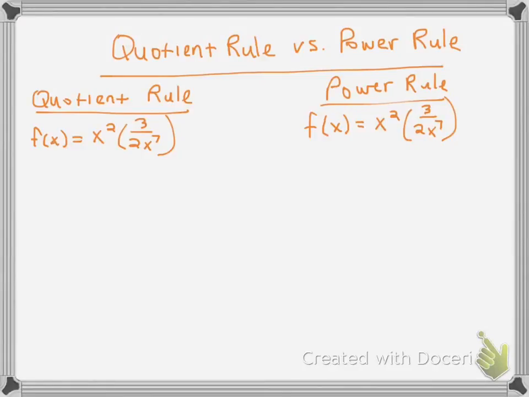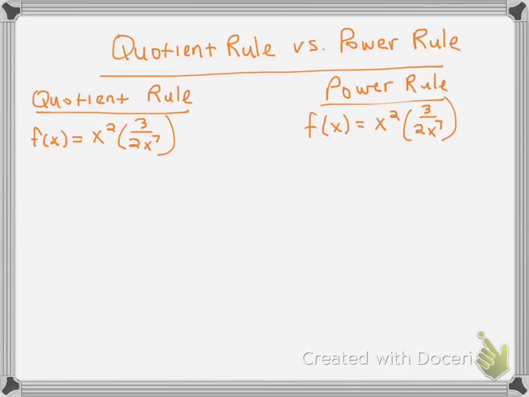All right, so now what I'm going to do is show you how to use the quotient rule or the power rule. Now, this problem that I have written up here, you can use either one. It's up to you really. So I've got this problem, f of x equals x squared, and I'm multiplying that to this other fraction, which is 3 over 2x to the 7th.